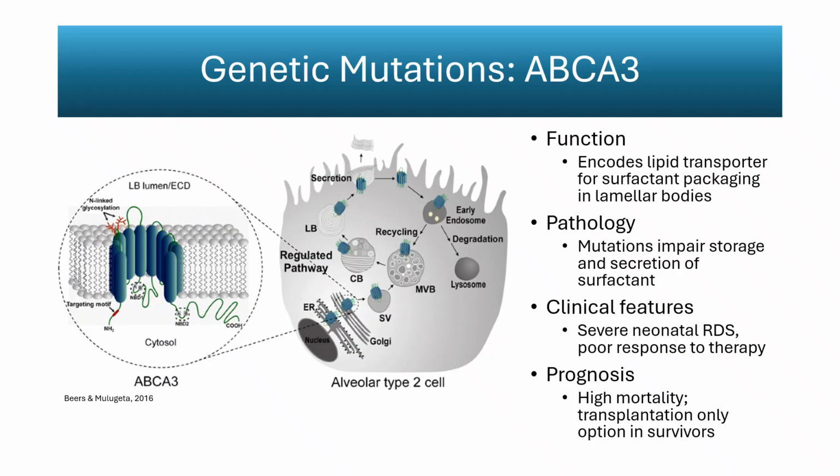Pathology shows disorganized lamellar bodies and abnormal surfactant pools. Clinical features include persistent hypoxemia and ventilator dependence from birth. Prognosis is poor, with high mortality in infancy, and the only potential long-term therapy is lung transplantation. This mutation emphasizes how surfactant dysfunction can arise not only from missing proteins, but also from failed intracellular transport, underscoring the complexity of surfactant biology.